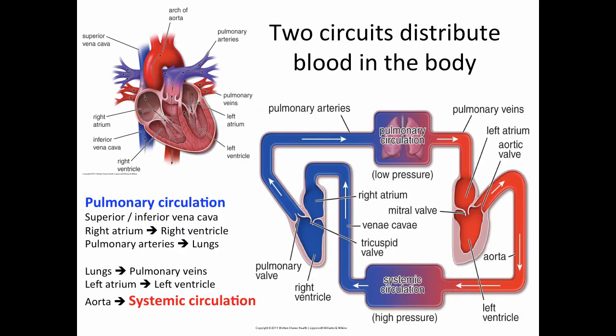As you know from gross anatomy, there are two circuits that distribute blood in the body. There's the pulmonary circuit and there's the systemic circuit. So pulmonary circulation, you know this already. Blood from the superior and inferior vena cava goes to the right atrium, and from the right atrium to the right ventricle, to the pulmonary arteries, and then to the lungs where it will get oxygenated. From the lungs, the blood goes to the pulmonary veins, then to the left atrium, left ventricle, out through the aorta to be distributed in the systemic circulation throughout the body.